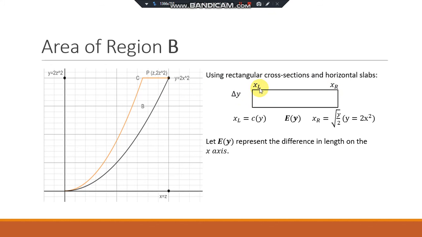But note that in the horizontal cross-sectional method, all parameters must be solved in terms of y. So our rightmost function we know is y equals 2x squared. To convert that in terms of y, we see that x is equal to the square root of y over 2. And our leftmost function is going to be the unknown function, which is just c of y. So let e of y represent the difference in the length between these two functions.